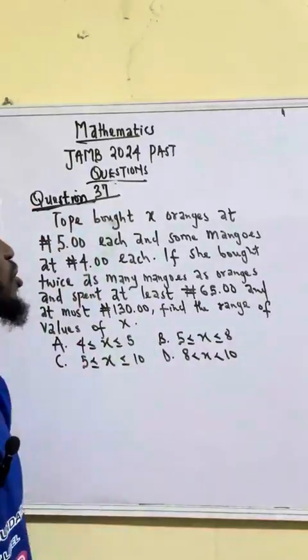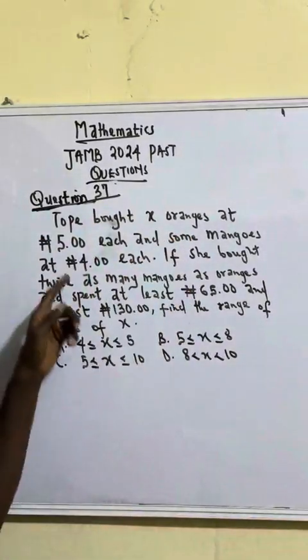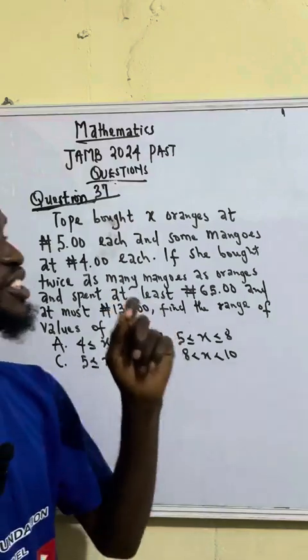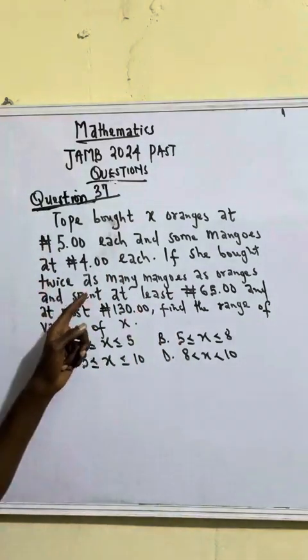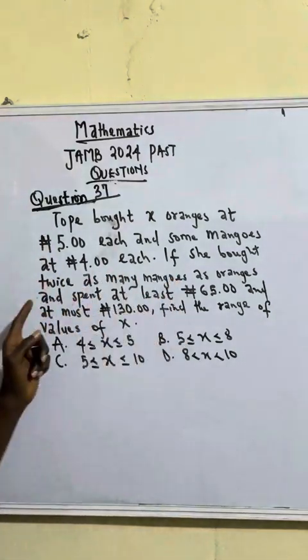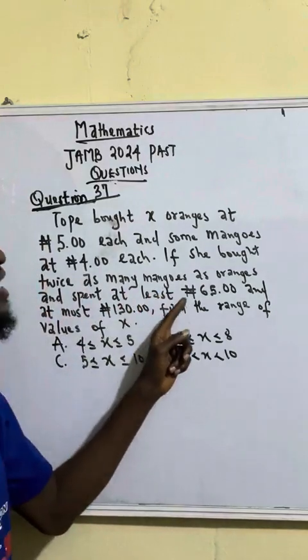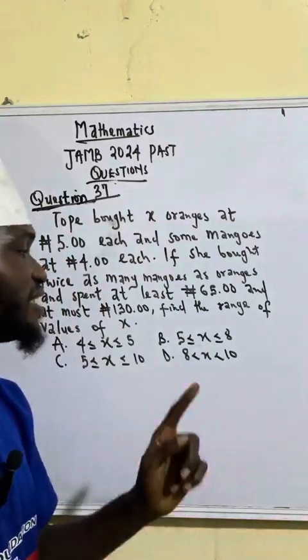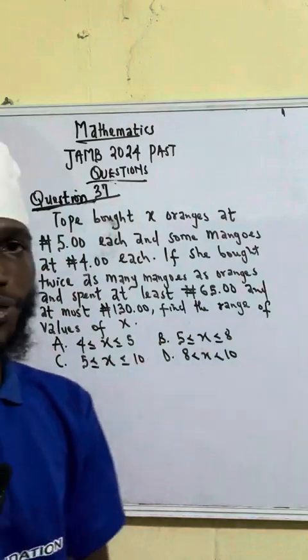Question 37. Tope bought X oranges at 5 naira each and some mangoes at 4 naira each. If she bought twice as many mangoes as oranges and spent at least 65 naira and at most 130 naira, find the range of values of X.